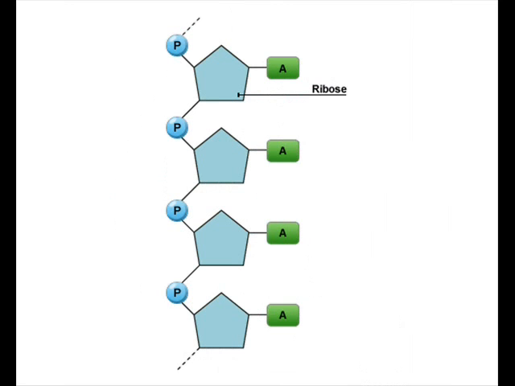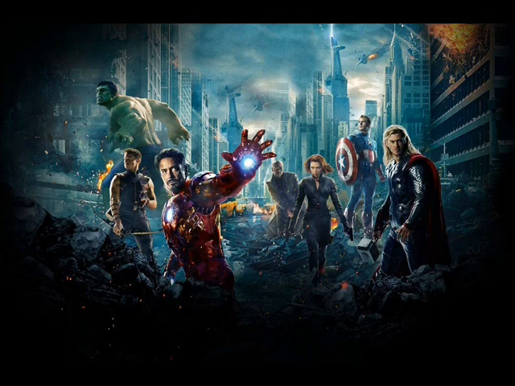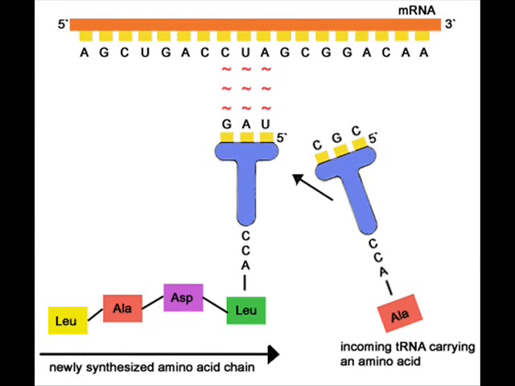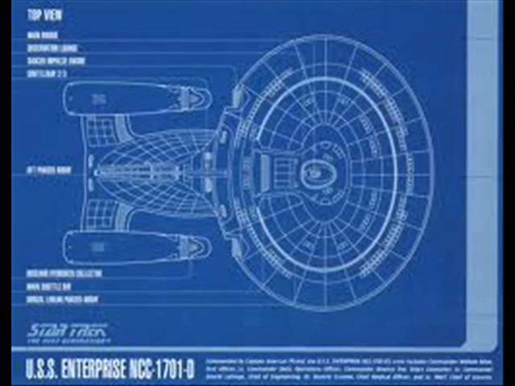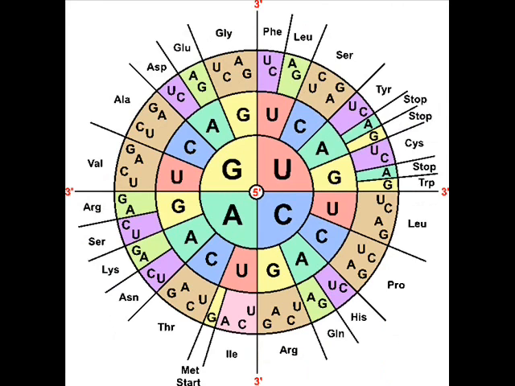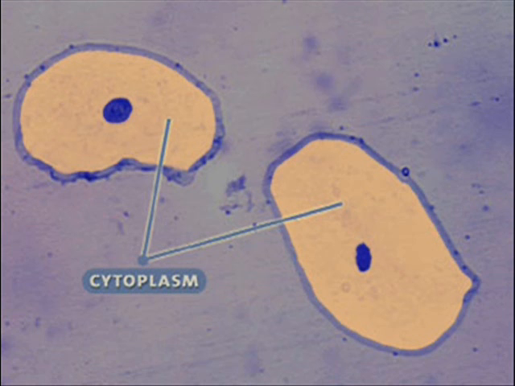Free RNA nucleotides assemble like the Avengers do. The nucleus is where this happens too. Translation is also protein synthesis, ribosomes attached to mRNA. They come with amino acids on tRNA. mRNA is the blueprints and tRNA is the tools. Sets of 3 form the codons to attach to the tRNA, and they make proteins in the cytoplasm.